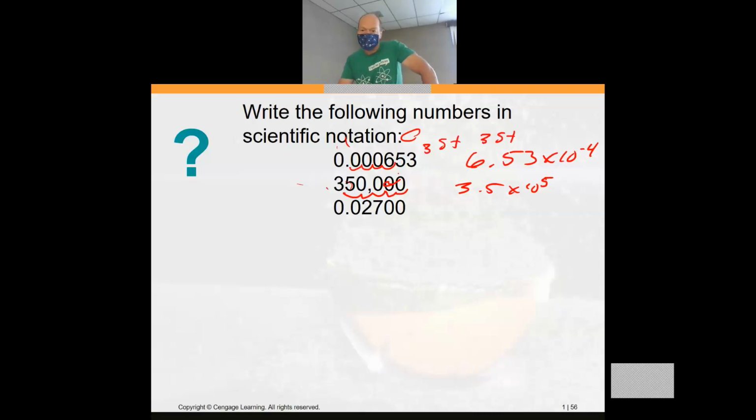3 sig figs. Here, this number is greater than 1,000. It is 350,000. Zeros are not significant. This is 2 sig figs.